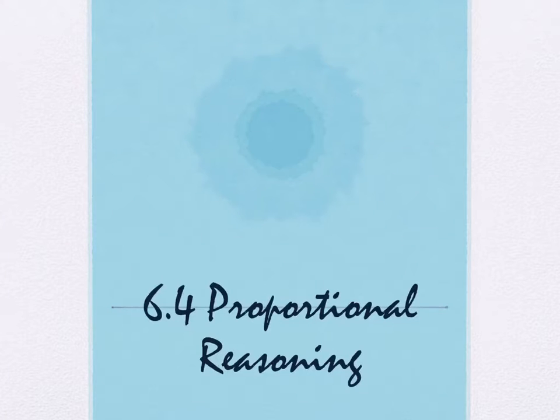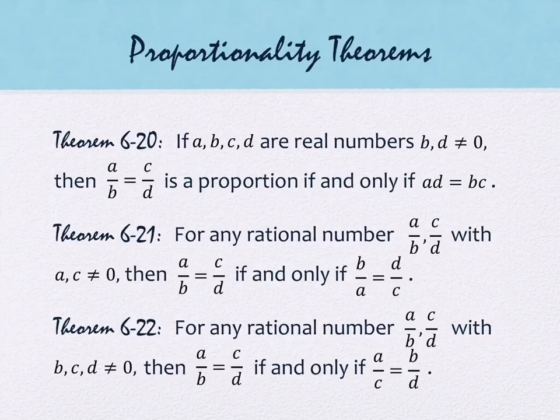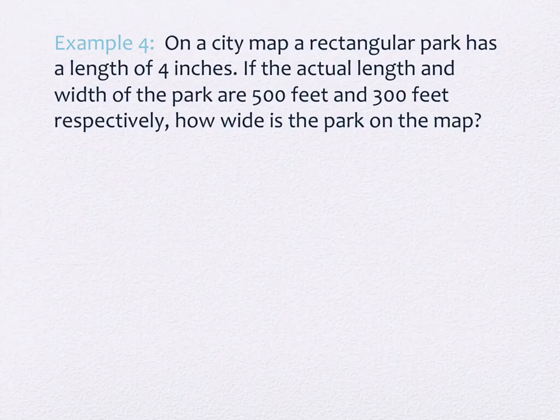All right, so we're going to look at the second half of section 6.4 today, and we're starting with example number 4. It talks about a scaling factor of a map. It says, on a city map, a rectangular park has a length of 4 inches on the map, obviously. If the actual length and width of the park are 500 feet and 300 feet respectively, how wide is the park on the map?